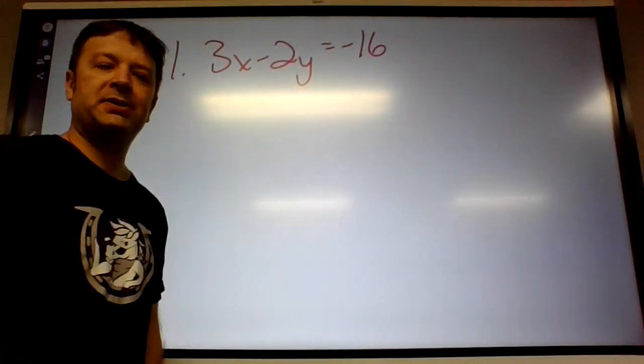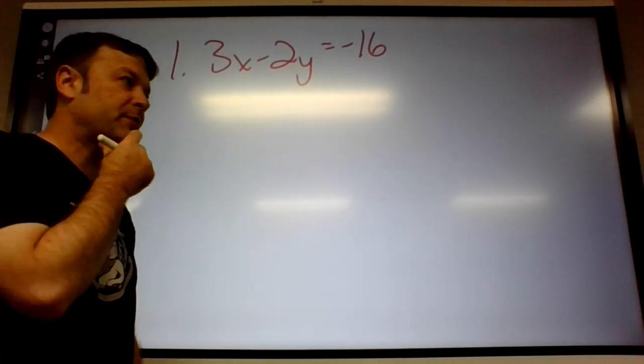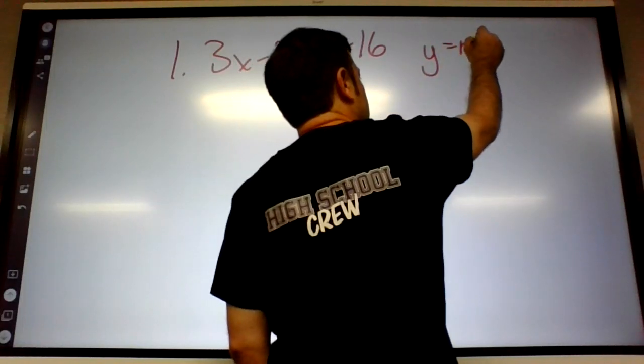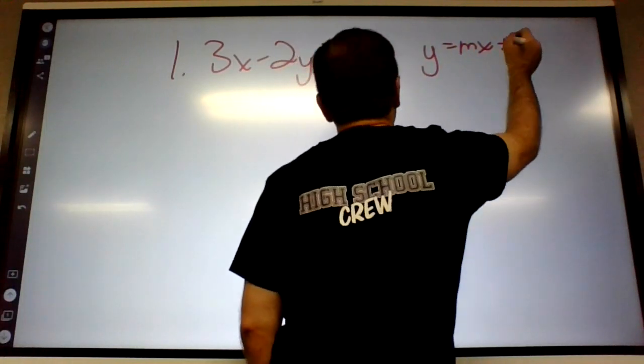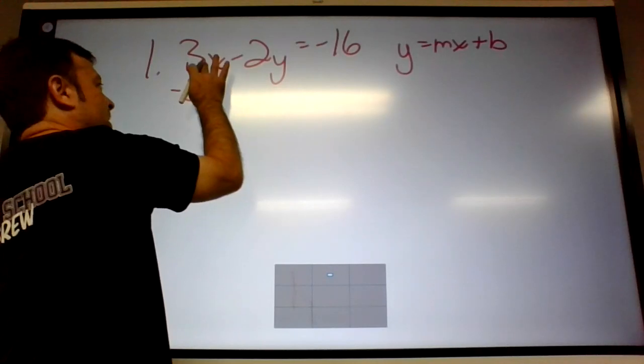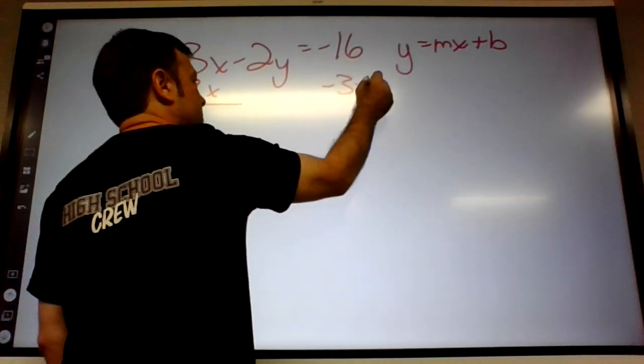Alright, the directions say change to slope-intercept form. So how do I do that? Slope-intercept form. You just get y equals. Y equals. Okay, so we're gonna, yeah. Remember we always start by getting rid of 3x. So minus 3x.